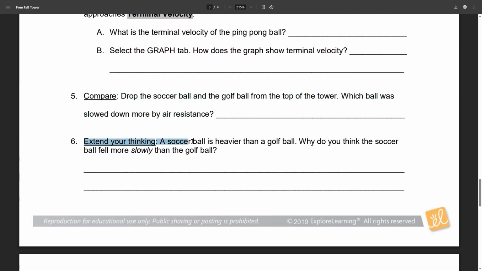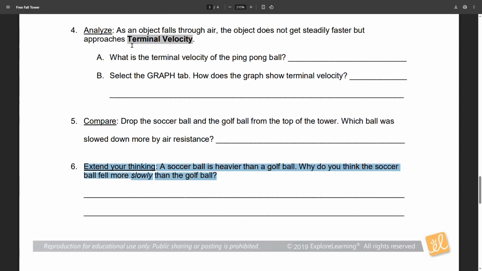Extend your thinking. A soccer ball is heavier than a golf ball. Why do you think the soccer ball fell more slowly than the golf ball? In this one, it would be a really good idea to use the words terminal velocity in your answer to try to support your answer.